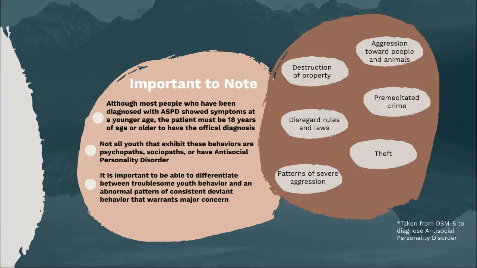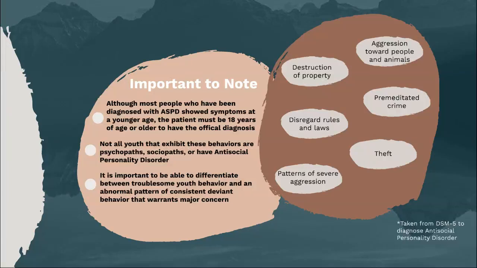On the right, there are 6 possible risk factors that the DSM-5 lists for diagnosis of ASPD. These 6 are destruction of property, disregard for rules and laws, patterns of severe aggression, premeditated crime, theft, and aggression toward people and animals. It is important to note that a person can only be diagnosed with ASPD if they are 18 years of age. It is commonly found in those diagnosed at 18 or older who have behaved in a way that is consistent with ASPD being diagnosed in adulthood.